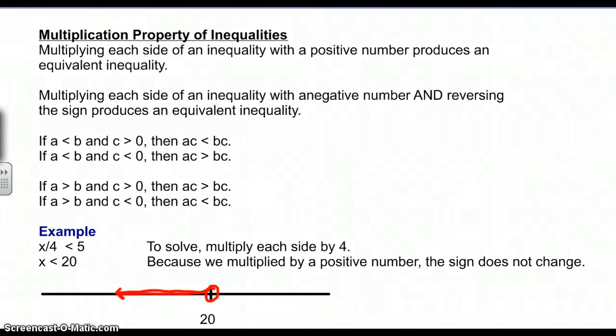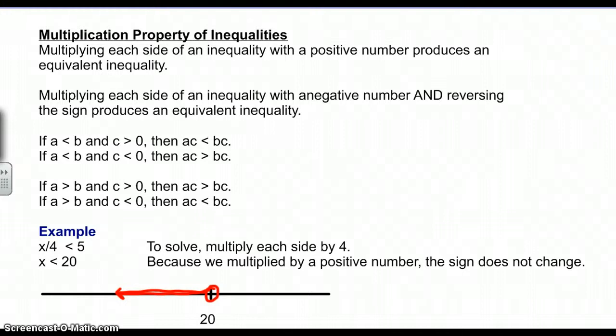In the greater than examples, if A is greater than B and C is greater than 0, then AC is greater than BC. And if A is greater than B and C is less than 0, then AC is less than BC, because again, the sign reverses when you multiply by a negative number.